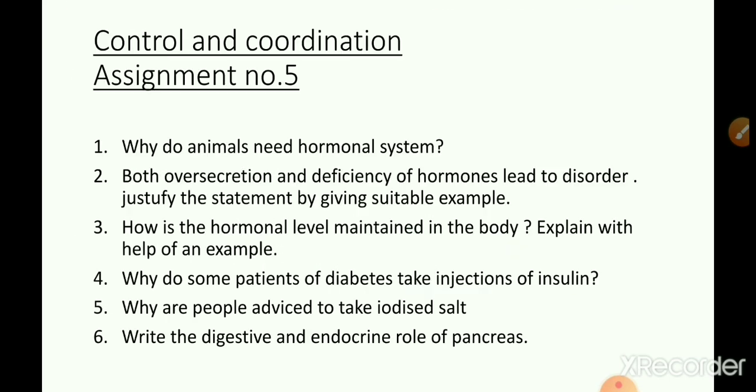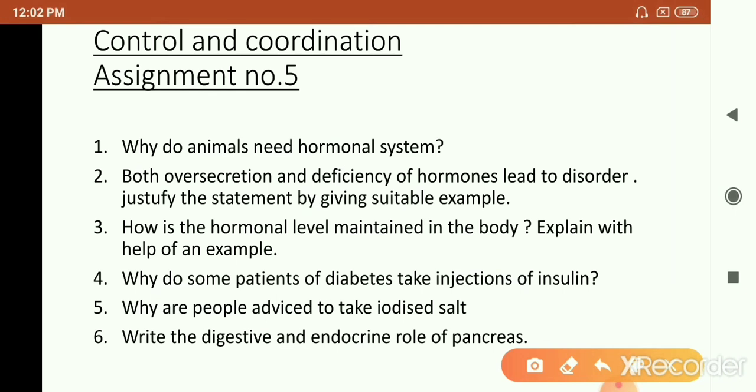Finally, after listening to or seeing the video, you have a small assignment to do in your assignment copy. The first question is, why do animals need a hormonal system? Second, both oversecretion and deficiency of hormone lead to disorder. Justify this statement by giving a suitable example. Third, how is the hormonal level maintained in the body? Explain with the help of an example.